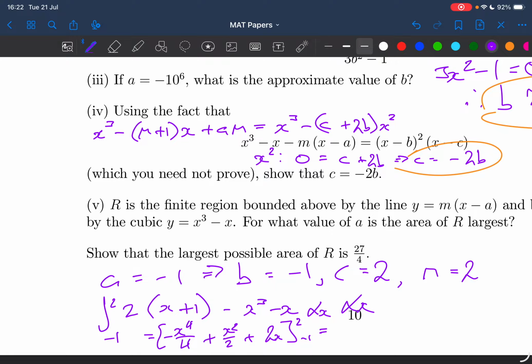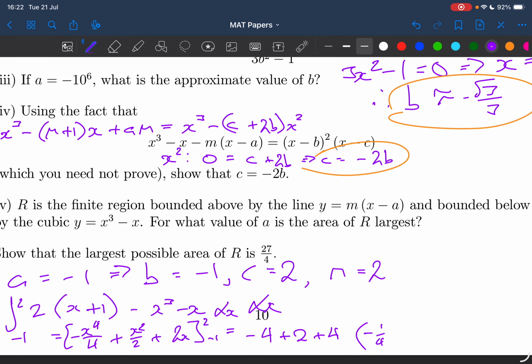Plug in the 2, gives me a -4 for the first bit, plus a 2, plus a 4. And then when we put in that -1, negatives won't matter here at all, so that is -1/4. And it's also going to be +0.5 and plus a 2. To the light, we have a negative, so it's not going to be +2, but -2.